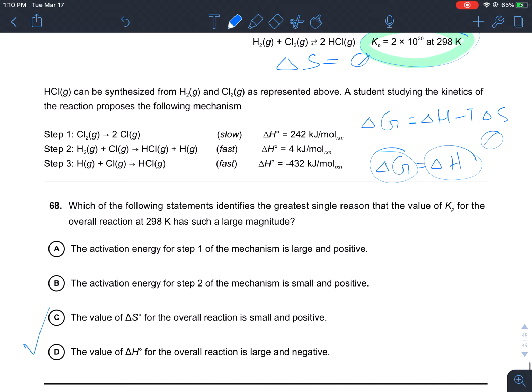The value of delta H for the overall reaction is huge, and it must be negative, which is making delta G huge and negative, which makes K super positive, produces a lot of products because the reaction is therefore spontaneous. Okay, 68.